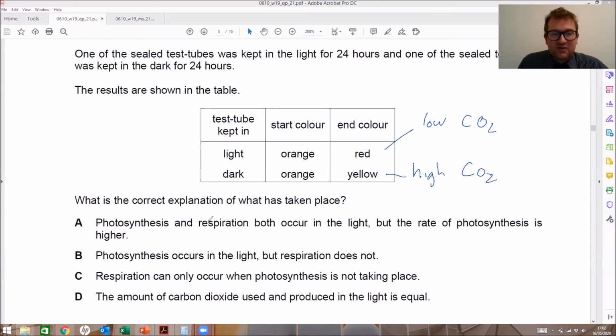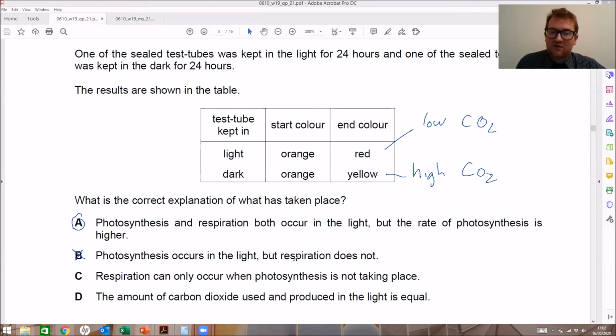Now, photosynthesis and respiration both occur in light, but rate of photosynthesis is higher. Well, this statement is very true. The idea is that photosynthesis happens during the daytime, but respiration happens all the time while the organism is still alive. So here you can see photosynthesis occurs in light, but respiration does not. Well, that statement is false, and we know that respiration happens all the time.